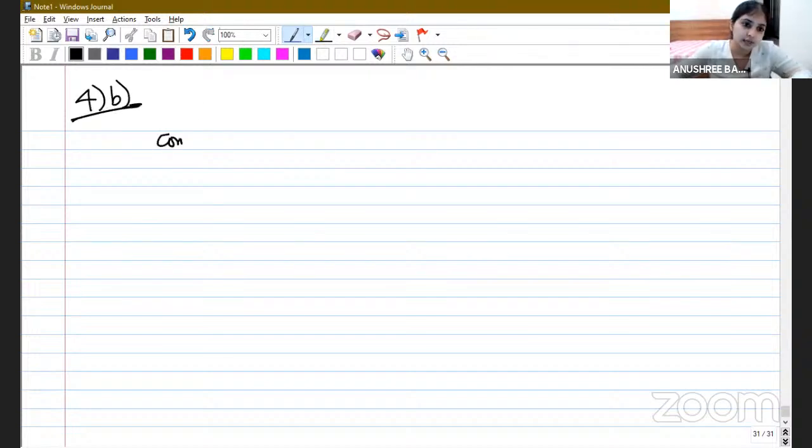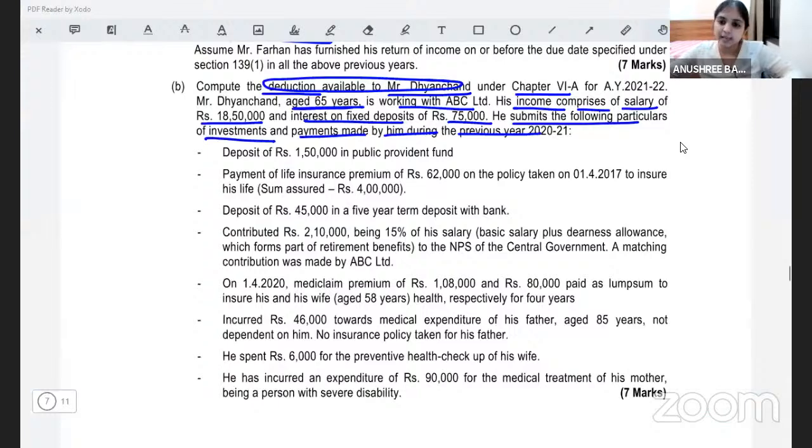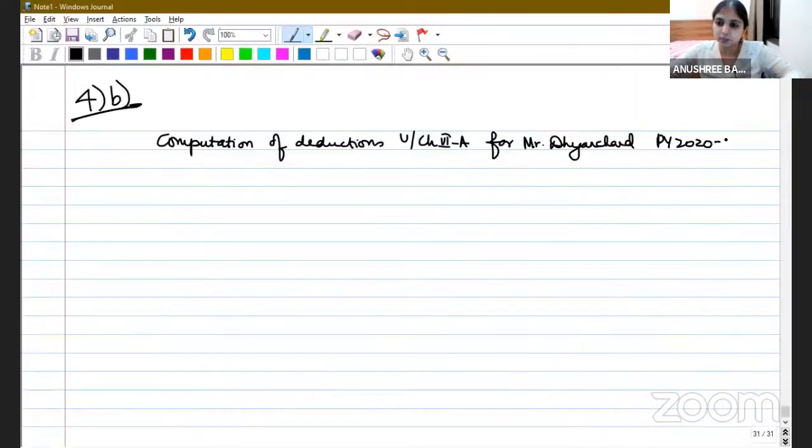Okay, so give the heading: computation of deductions under Chapter 6A for Mr. Dhyan Chand. We're doing the calculation for previous year 2021, that is assessment year 21-22. Okay, please remember he's a senior citizen.